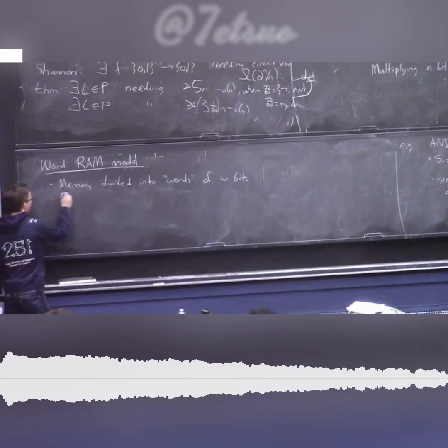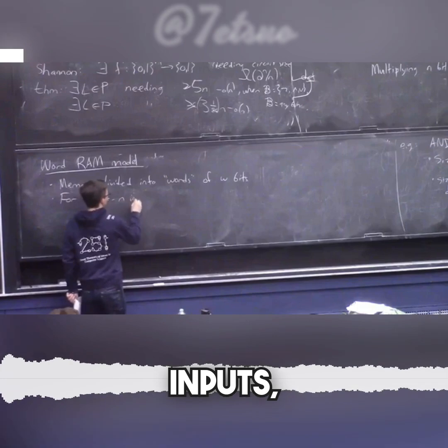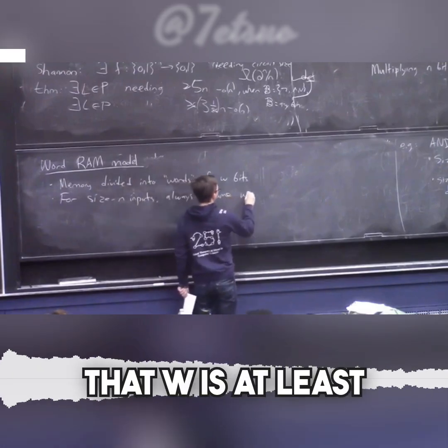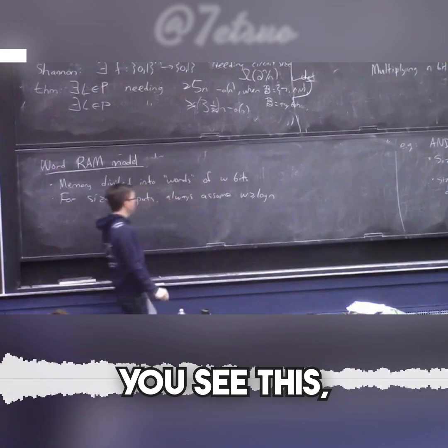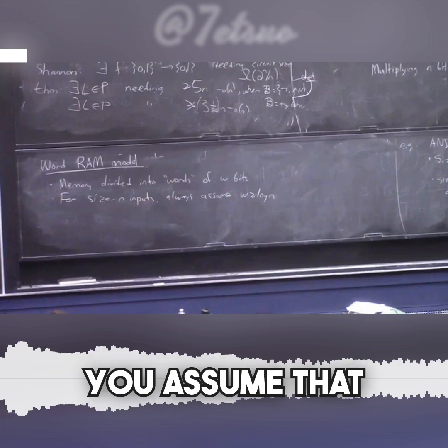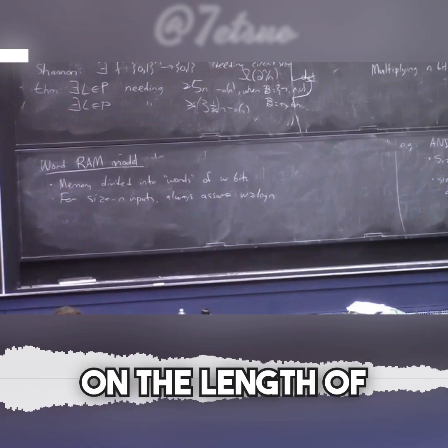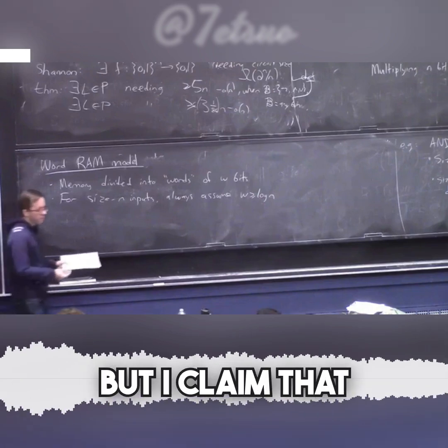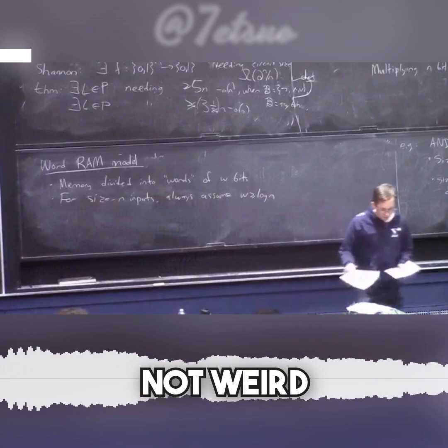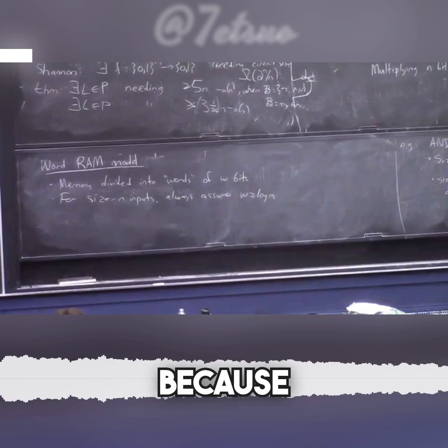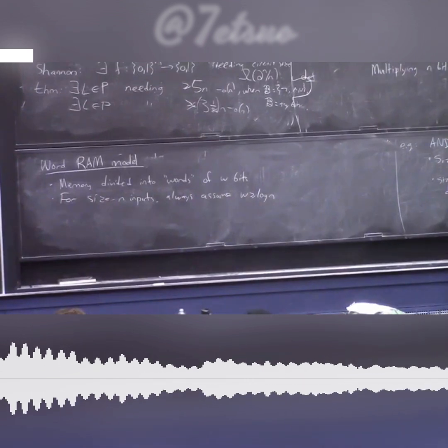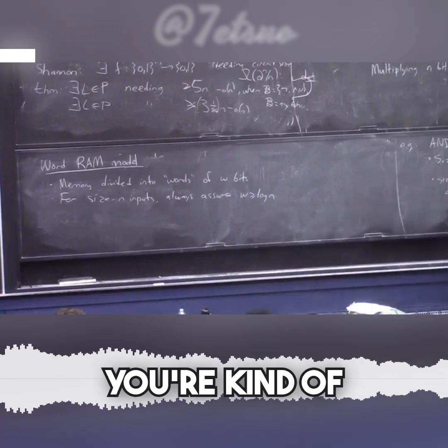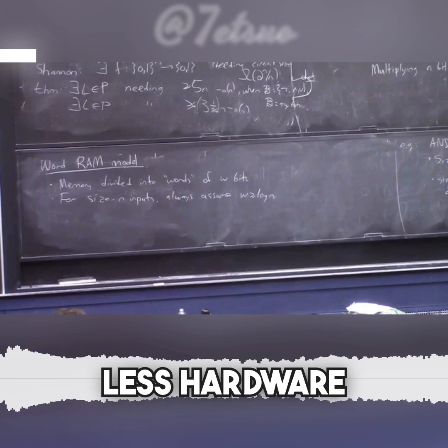And for size of inputs, you always assume that W is at least log n. Now, the first time you see this, it seems very stressful and weird. What? You assume that the size of your word, your hardware, actually depends on the length of the input to the machine, the problem? That sounds weird. But I claim that it's actually not weird, because first of all, you do it when you study space complexity. If you say, oh, this algorithm takes order n space, you're kind of implicitly considering the case that you might need more or less hardware depending on the input size.